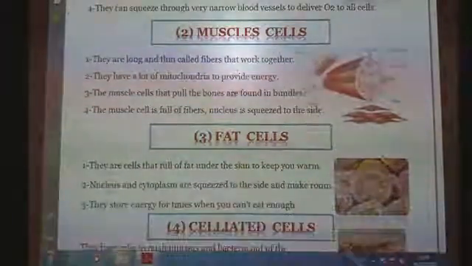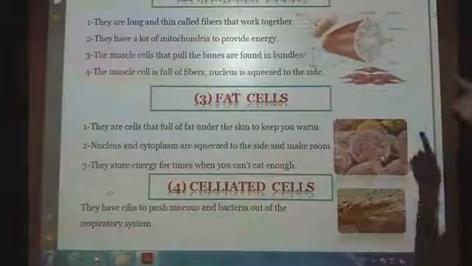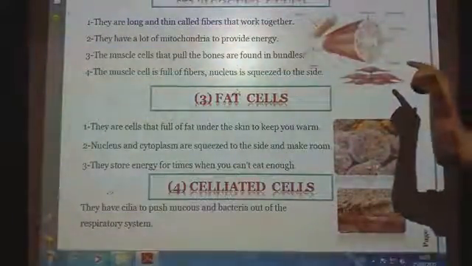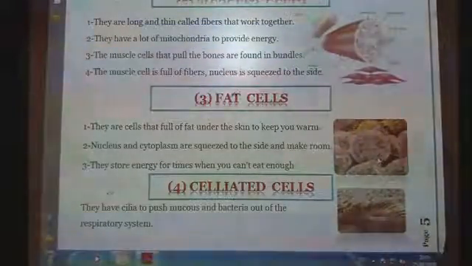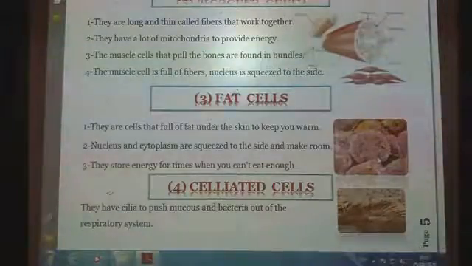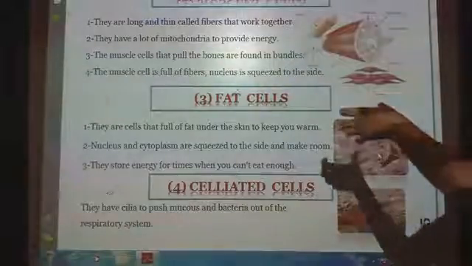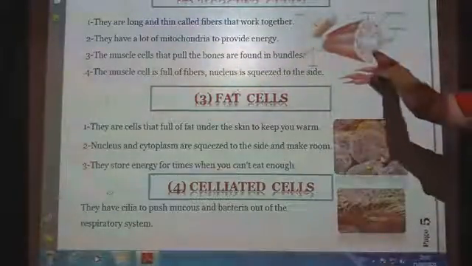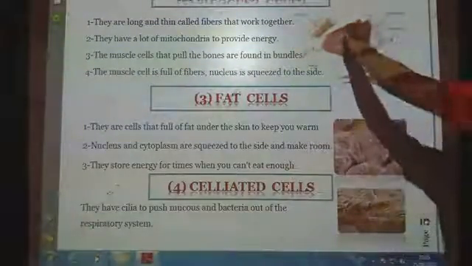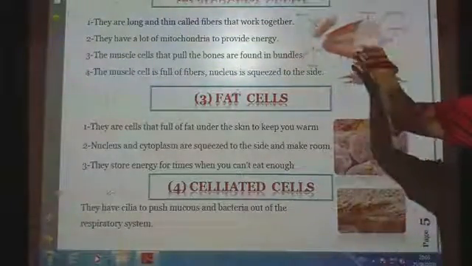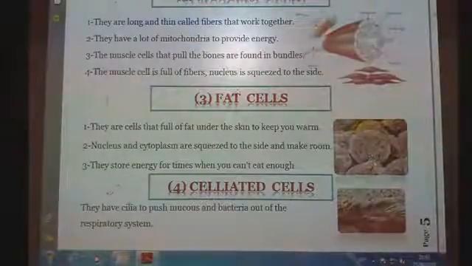We have another type of cells, the muscle cells. Muscle cells are different from the red blood cells in shape, function, and size. The red blood cells have a biconcave shape to increase the surface area, but the muscle cells are long and thin fibers. They are working together. They contain lots of mitochondria to provide the body with energy.